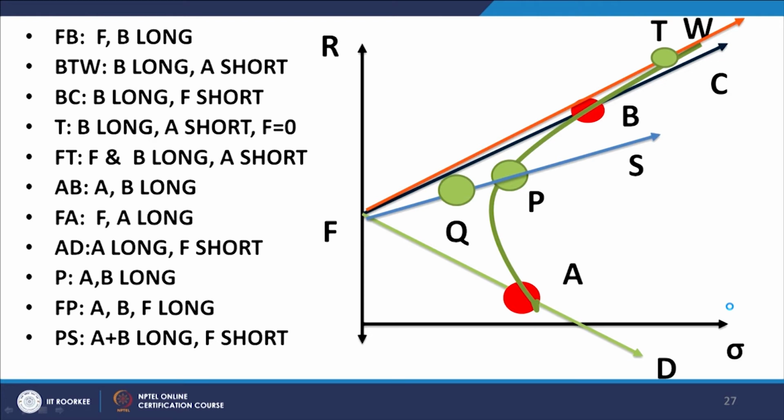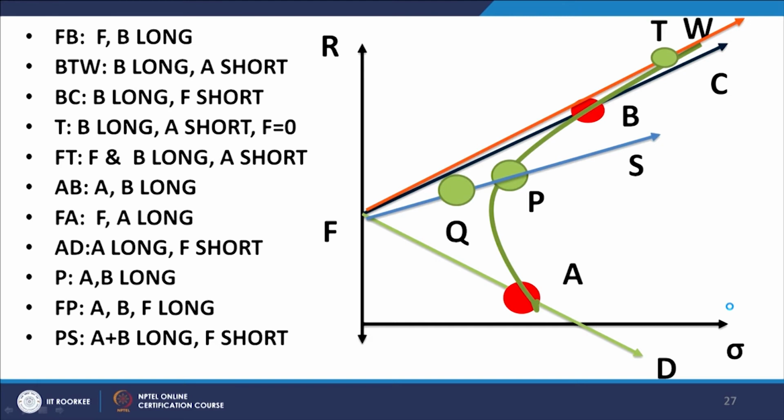BC, now what is BC? BC is the extension of the straight line joining FB. So, at the point F, we have XF equal to 1, XB equal to 0. At the point B, we have XB equal to 1, XF equal to 0. And if you move along the same straight line along BC, then XB becomes greater than 1 and XF becomes less than 0, which means that we are having risk free borrowing. So, along BC you are borrowing risk free and you are investing in the security B. Then at the point T, what is the point T?